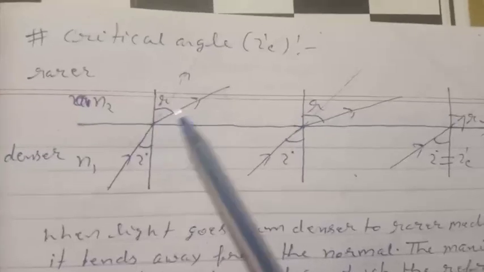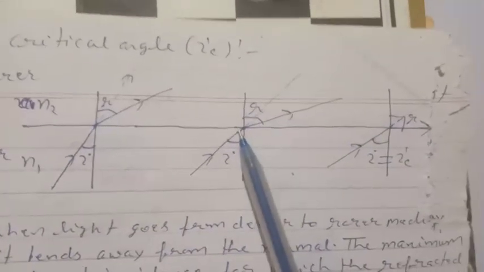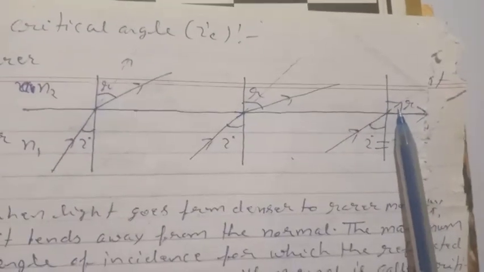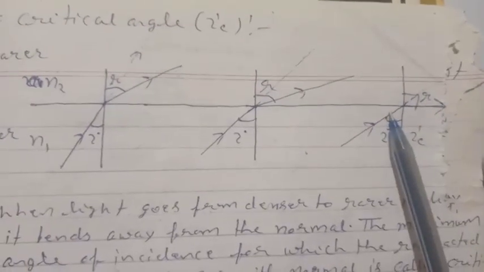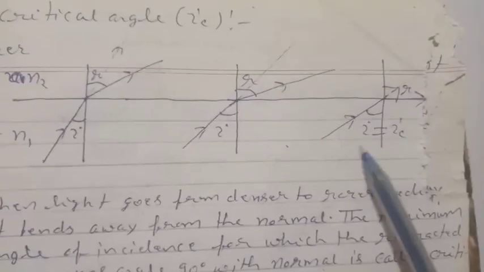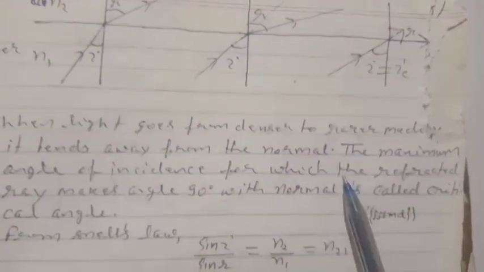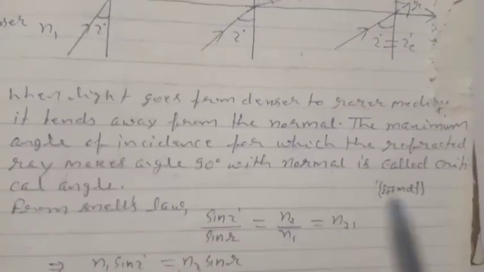Now if we increase the angle I, the bending will also increase, and a time reaches when the light passes parallel to the boundary surface, that is, the angle of refraction becomes 90 degrees. At this point, the angle of incidence is called the critical angle. So when light goes from denser to rarer medium, it bends away from the normal. The maximum angle of incidence for which the refracted ray makes an angle of 90 degrees with the normal is called the critical angle.